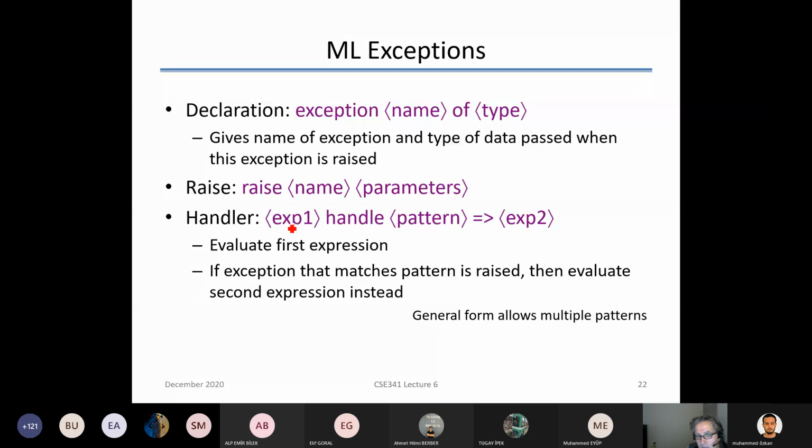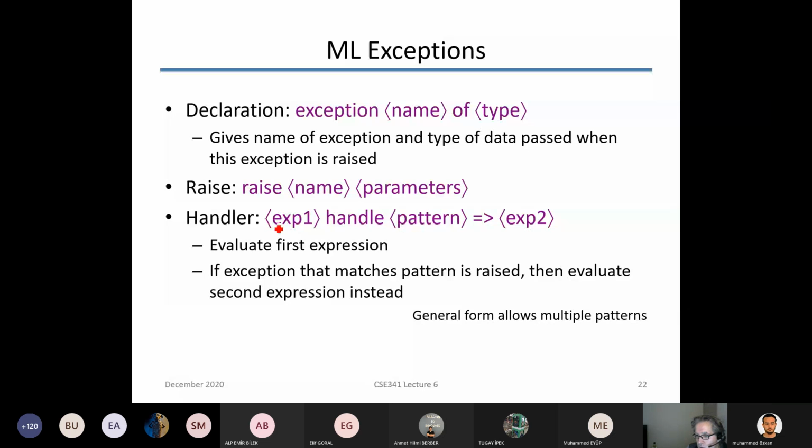You have this exception expression. Sorry, you have the expression. You have the handle and the pattern matching the raised exception. And then if this expression doesn't cause any exceptions, then the result of the value is going to be the resulting value of this expression. This whole expression is going to be the result of expression 1.